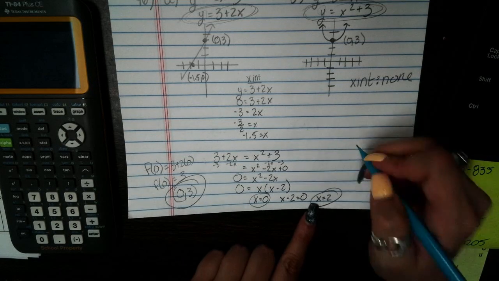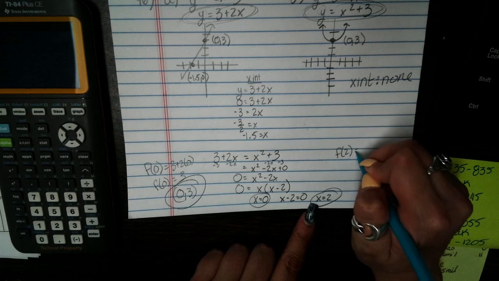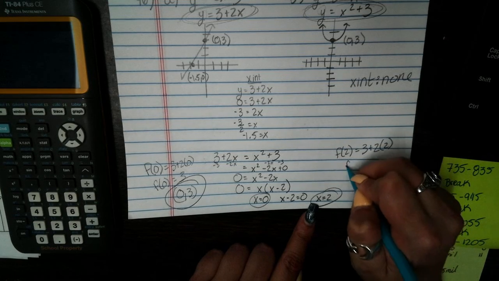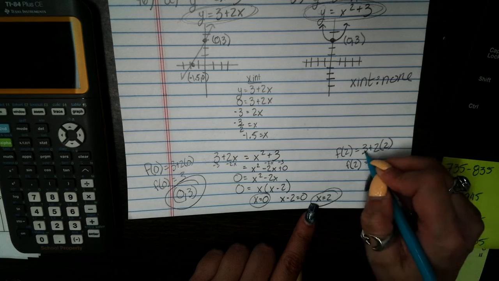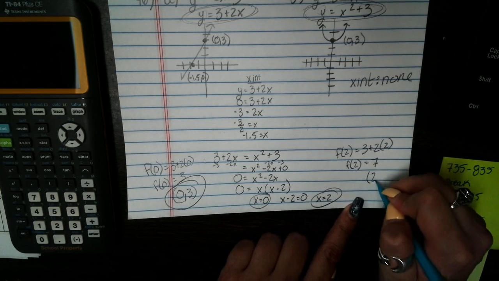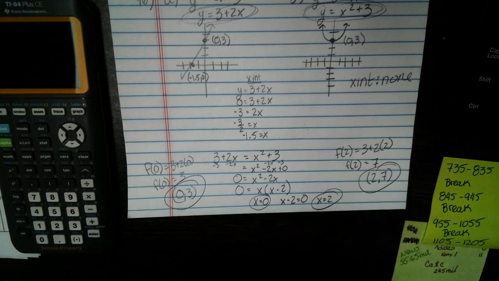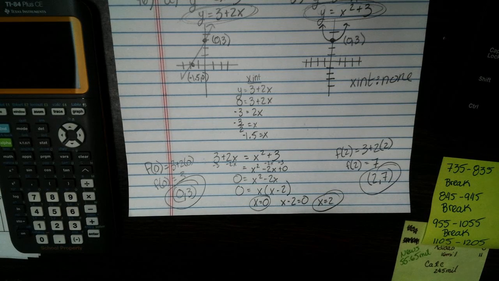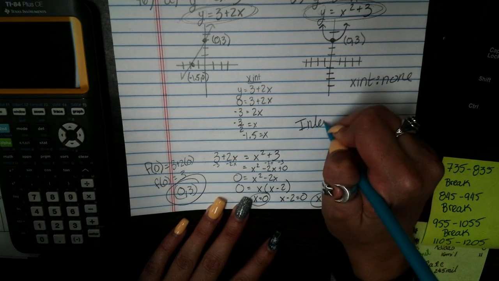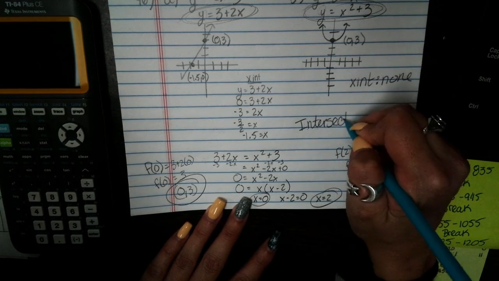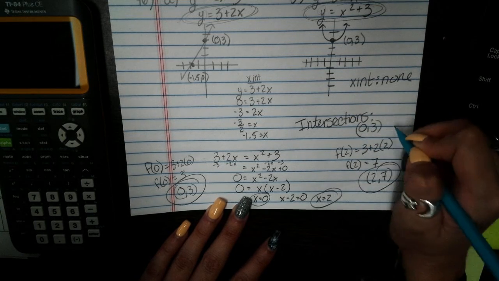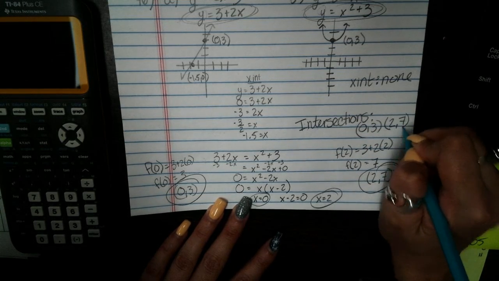And then I plug the 2 in. Again, any equation you want. I'm just going to use the linear one because it's easier for me to do in my head. So 3 plus 4 is 7. So my intersection here is 2, 7. I'll write it nice and neat over here. So the intersections are 0, 3 and 2, 7.